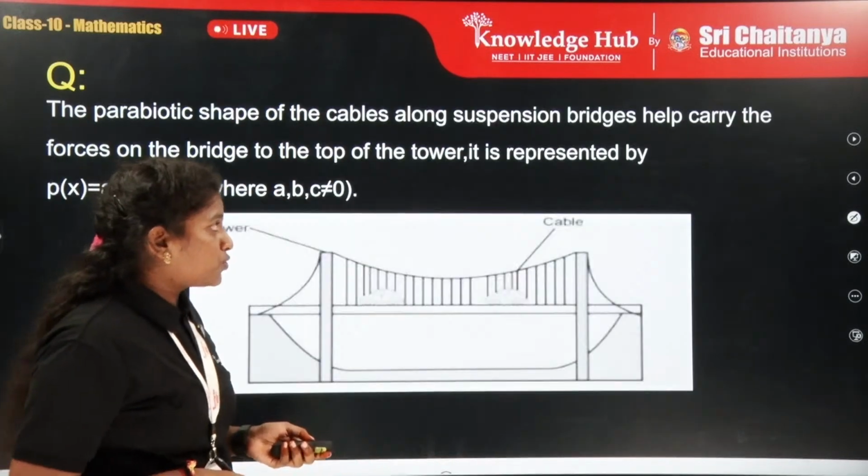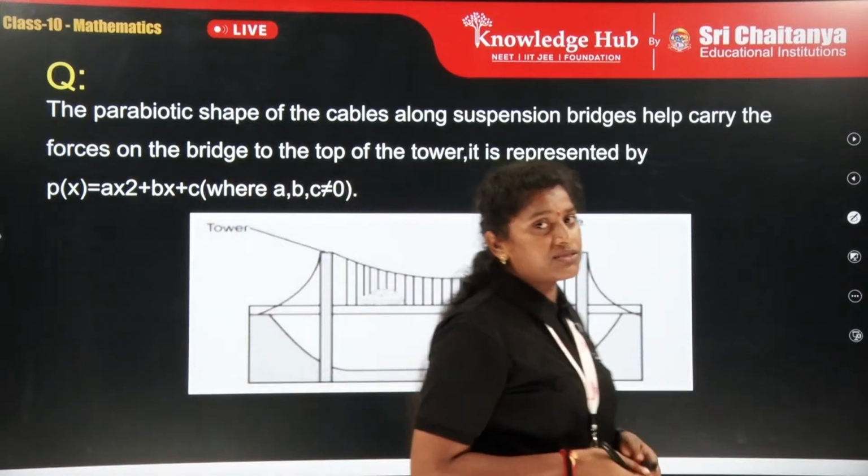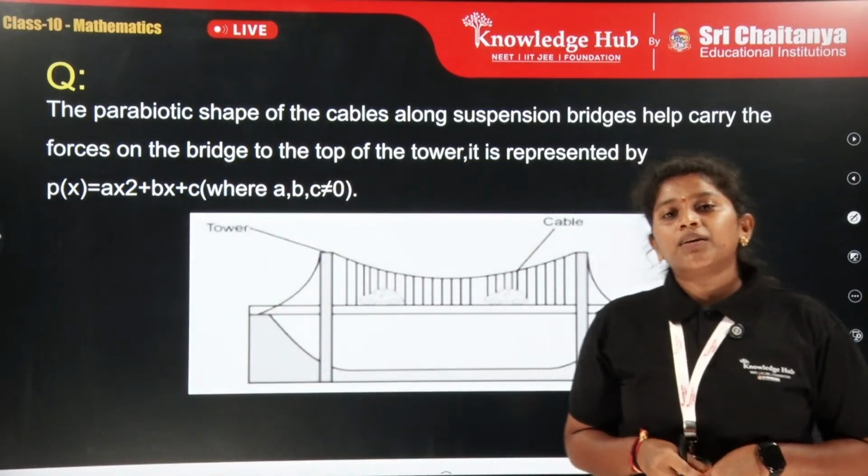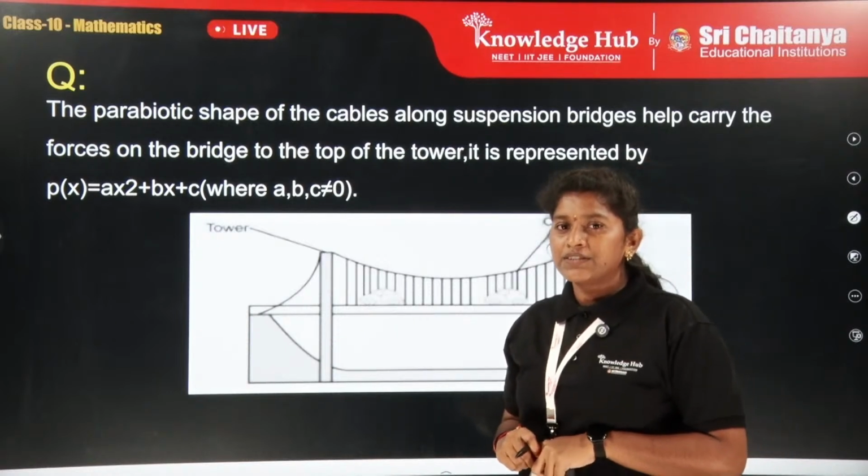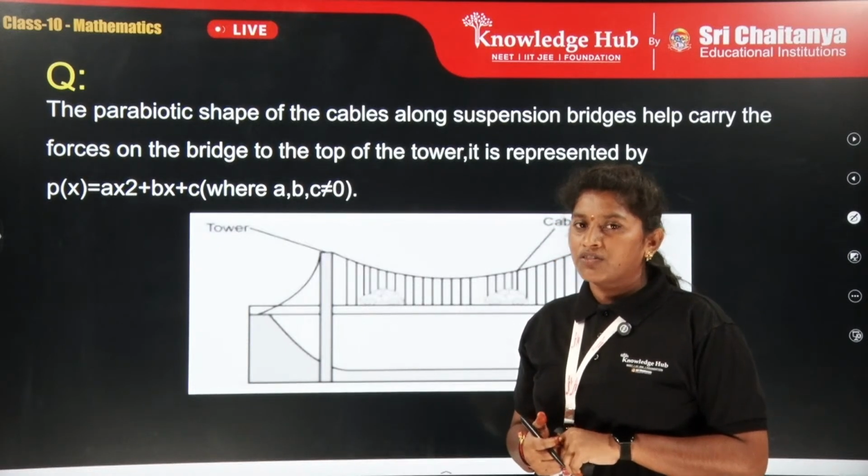Okay. So now let's solve another case based study question. When it comes to case based study questions, students will think that these are very long questions.